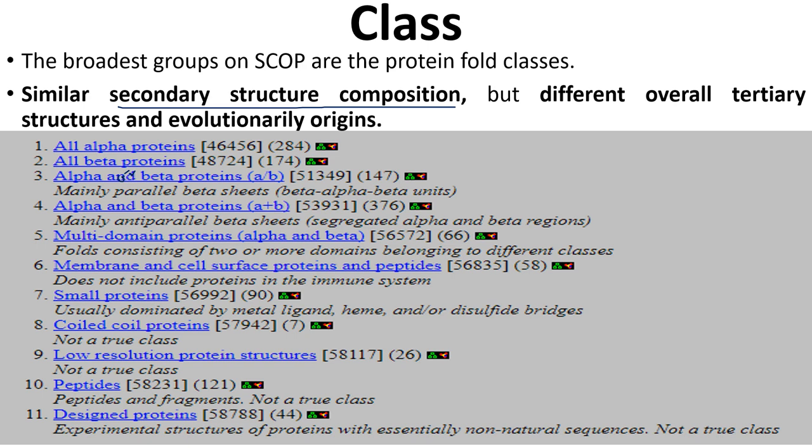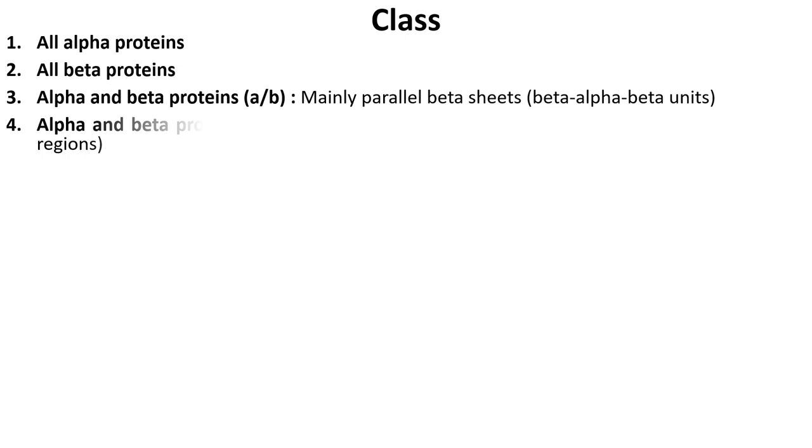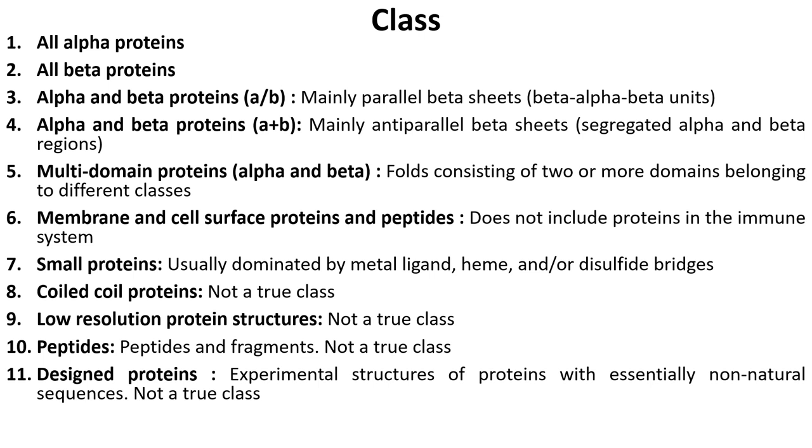But among all these 11 classes, the first four classes are a little bit more important, where maximum proteins fall in that category. There are some lower classes which are not true classes, like you can see this peptide, which is not a true class. Low resolution protein structure, that is not a true class. Coiled, this is not a true class. So there are many groups there, but they are not exactly true classes. What different classes are we having? These are the total 11 classes we had. So the first four we are going to see in detail along with the structures.